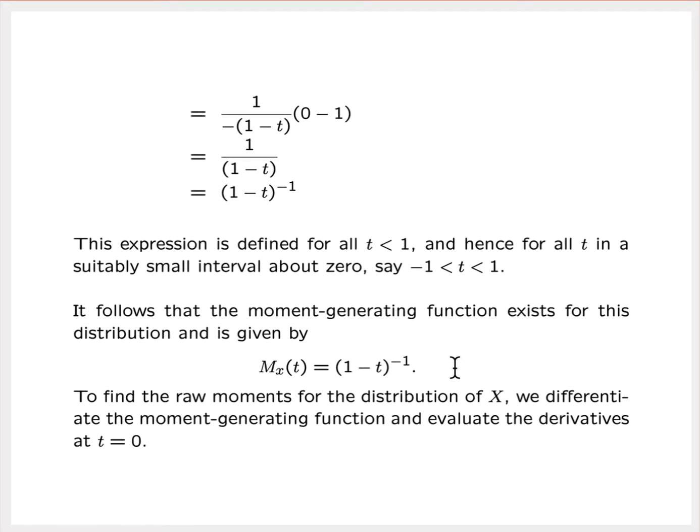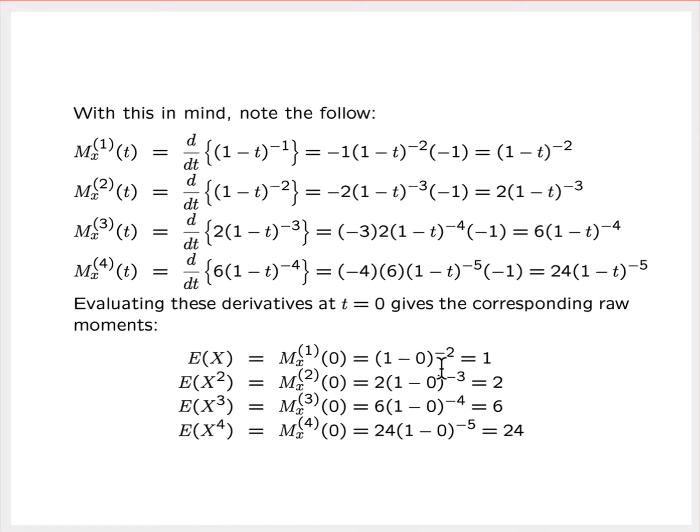Now, to find the raw moments of the distribution of x, we differentiate this moment generating function and evaluate the derivatives at t equal to 0. So by differentiating this function, and then evaluating those derivatives at 0, we generate the raw moments. That's why this is called the moment generating function.